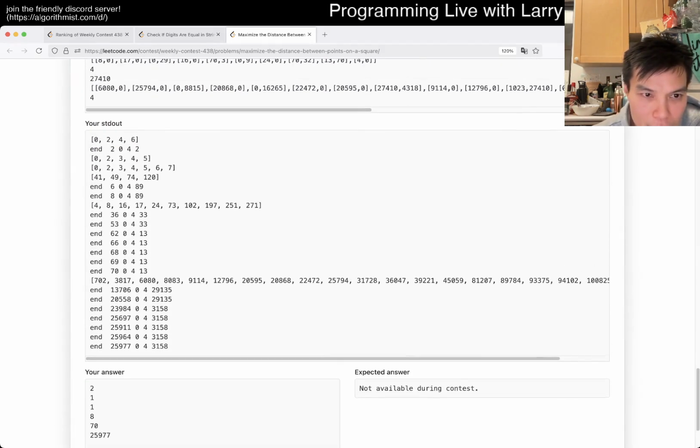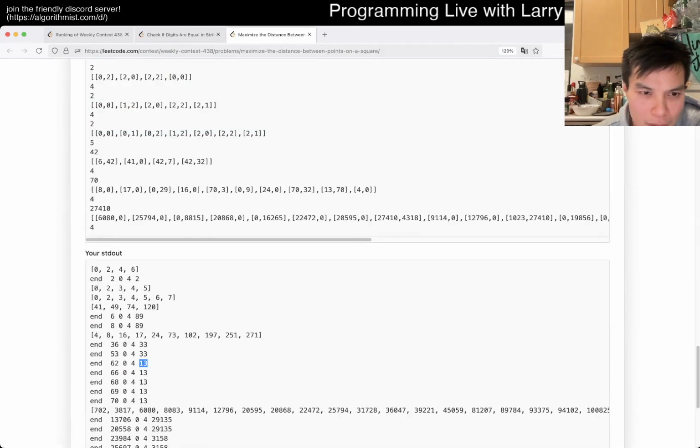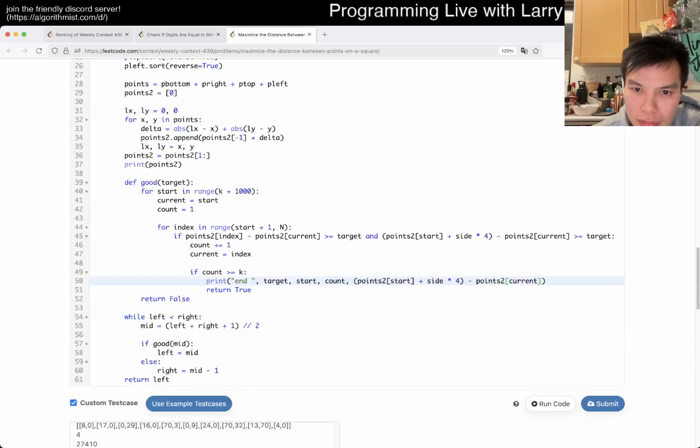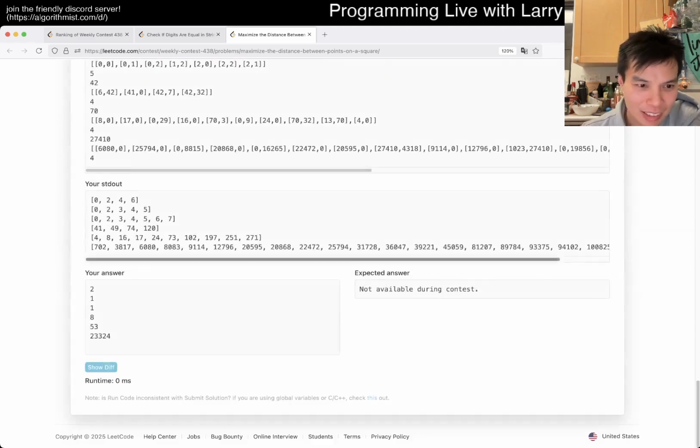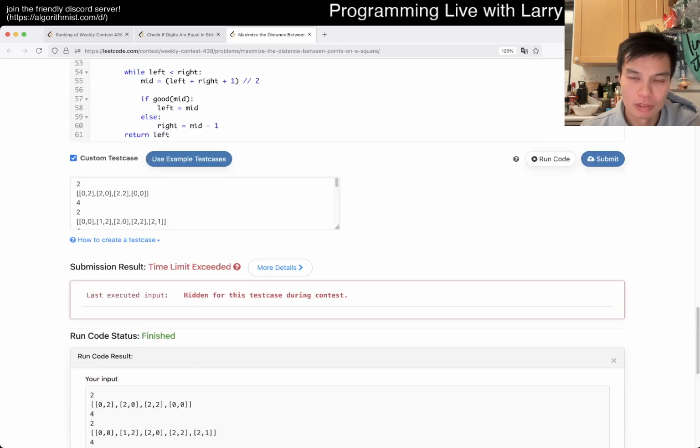Okay, so 13, which is not bigger than target. Oh, it's not current. It is index. Oh man, how did I make the same mistake twice on different things? Okay. Alright, so this is right, but this is still going to be too slow. So what do we want to do?